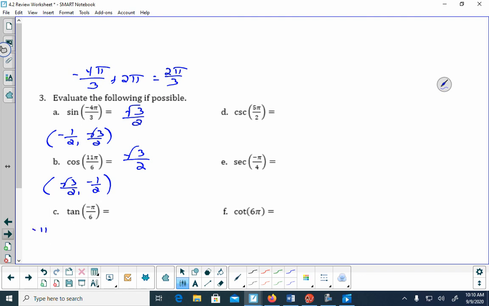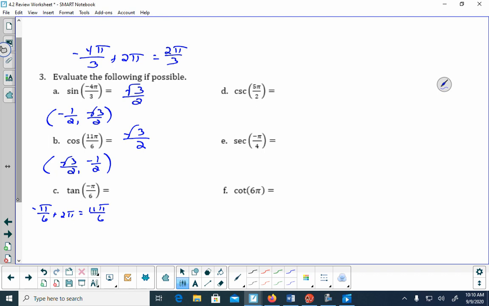You could take the negative pi over 6, add the 2 pi, and you're going to get 11 pi over 6. So you are in the fourth quadrant. The ordered pair that goes with the fourth quadrant is this ordered pair right here. There's the same angle, coterminal angles.